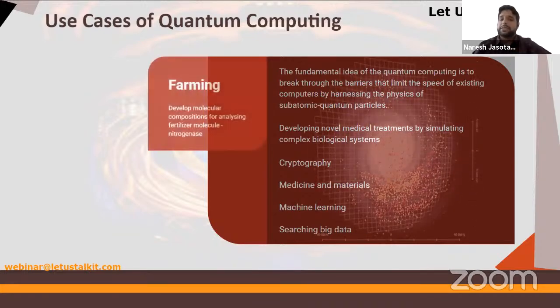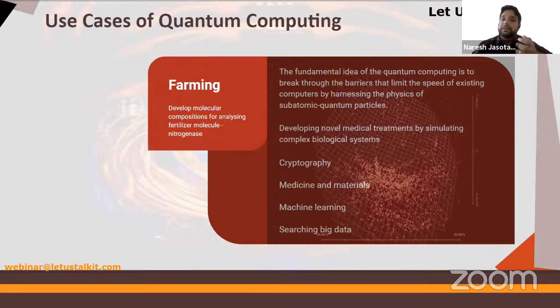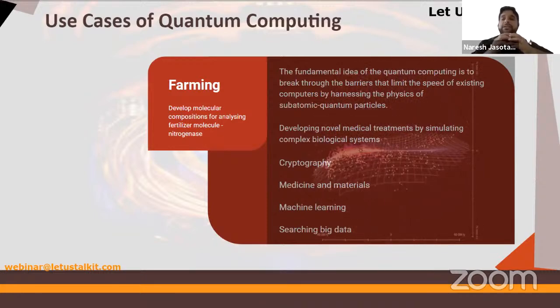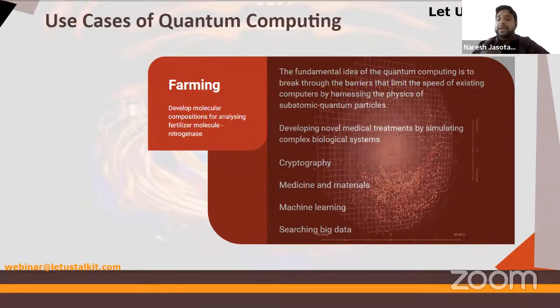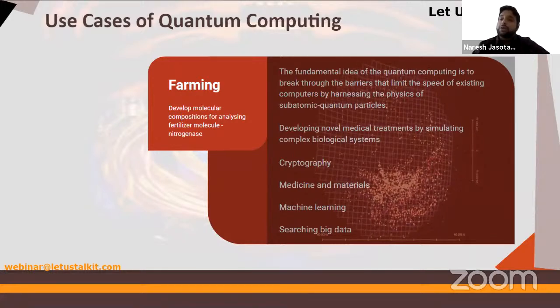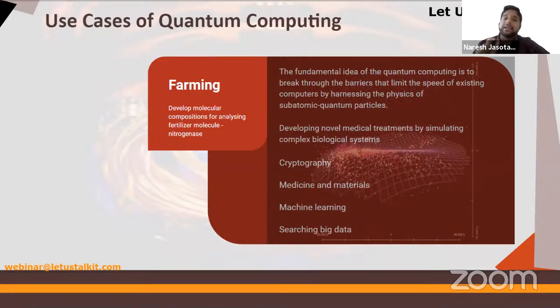Let's talk about some industry-specific uses. In farming, when you create a fertilizer for a certain kind of plant or nitrogen component, it's very difficult and expensive to put a composition of fertilizer together. That is where quantum computing can help, because quantum, the word itself, means a finite amount of energy. We're going to look at that in a few minutes.